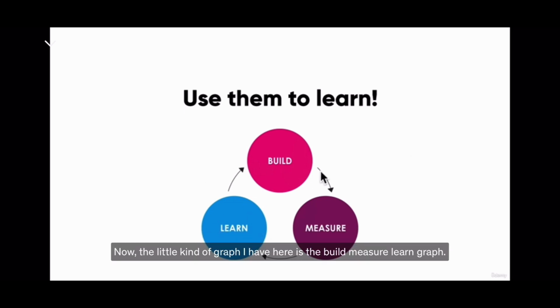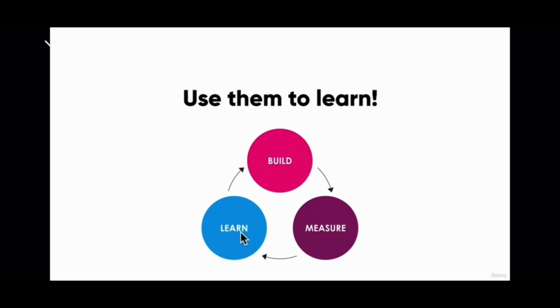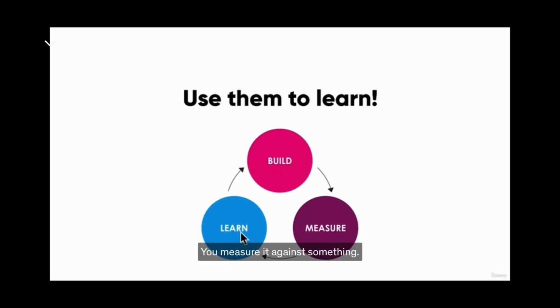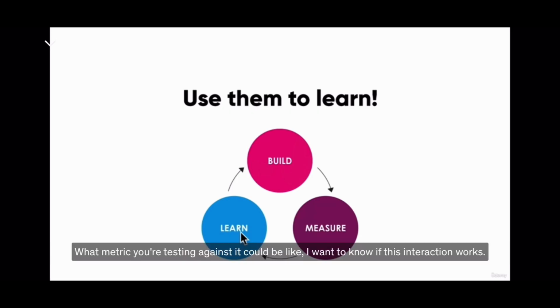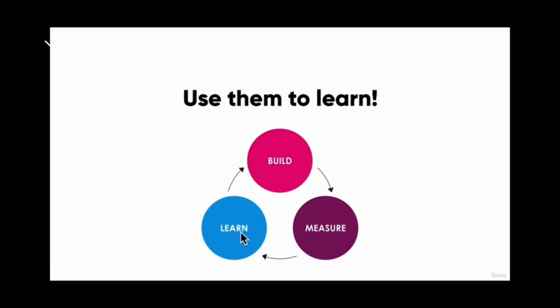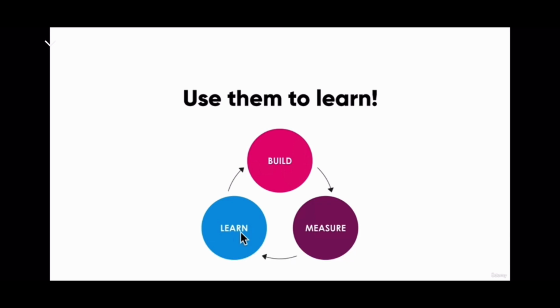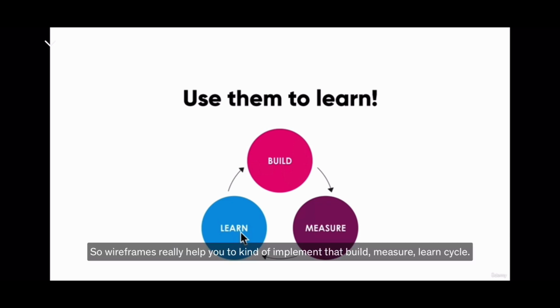Now, the little graph I have here is the build, measure, learn graph. What that essentially means is you build what could be a wireframe, it could be a sketch. You measure it against something. What metrics are you testing against? It could be, I want to know if this interaction works. I want to know if the users are actually interested in my product. You learn from those results and then you build again.